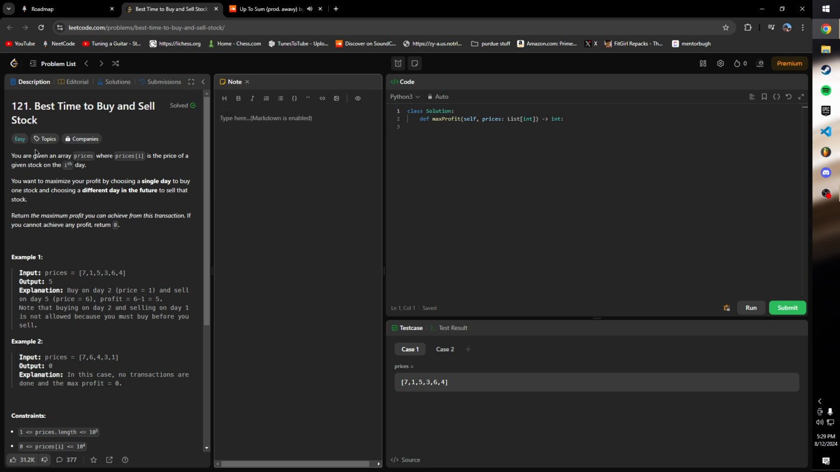Okay. You're given an array of prices where prices[i] is the price of a given stock on the ith day. You want to maximize your profit by choosing a single day to buy one stock and choosing a different day in the future to sell that stock. Return the maximum profit you can achieve from this transaction. Buy on day 2, sell on day 5.